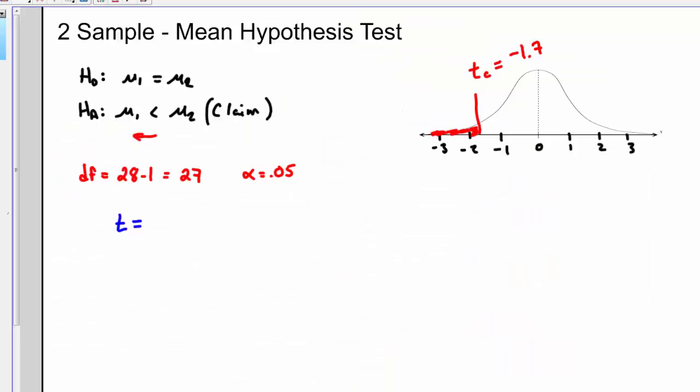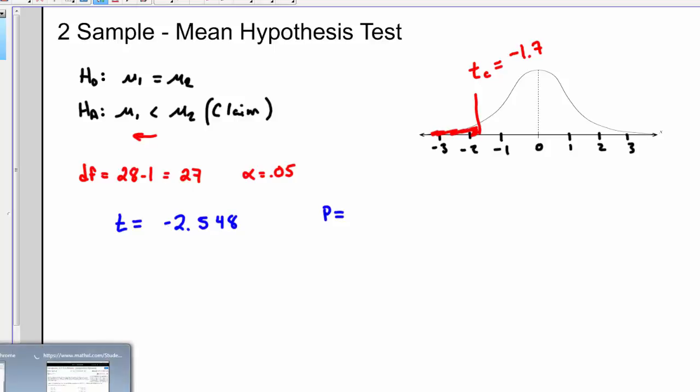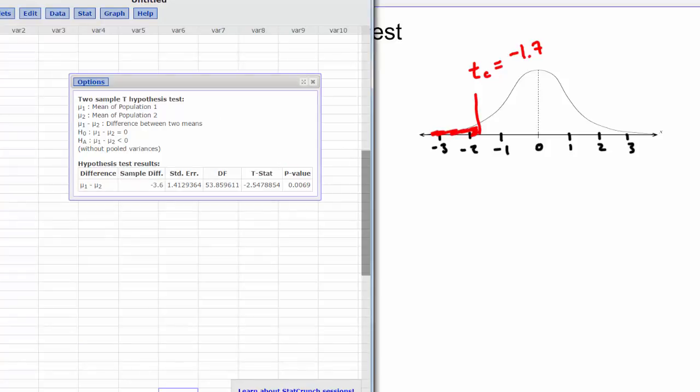So let's go back here. Negative 2.548. And then what was P? P was 0.0069.